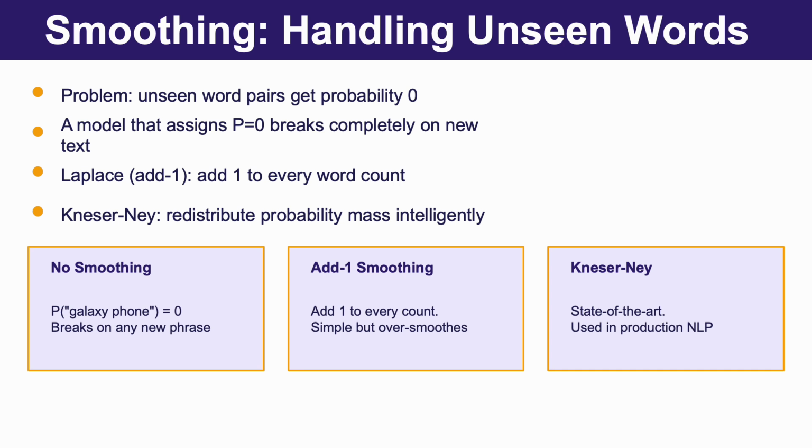A model trained on news articles has never seen the phrase "Galaxy smartphone review" because that phone did not exist yet. Without smoothing, the model gives this phrase a probability of 0 and cannot process it at all. With add-1 smoothing, each word still gets a small non-zero probability, and the model can handle the new phrase gracefully.